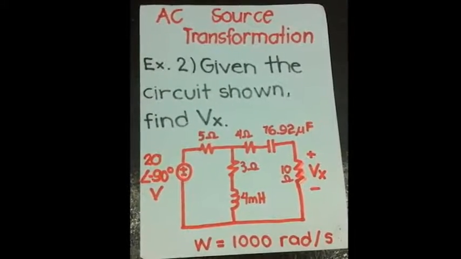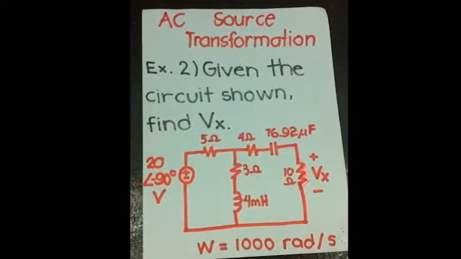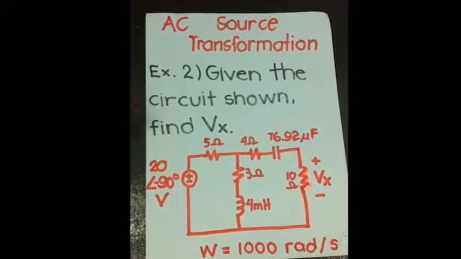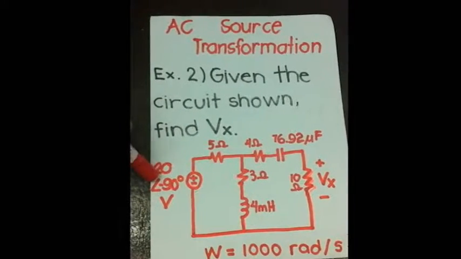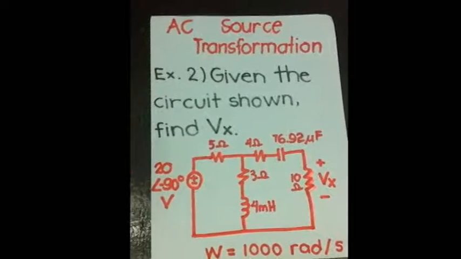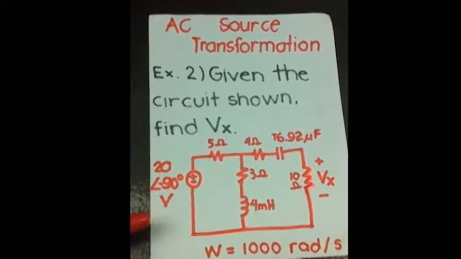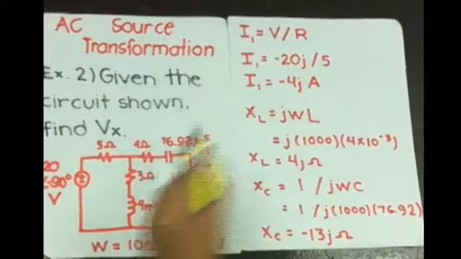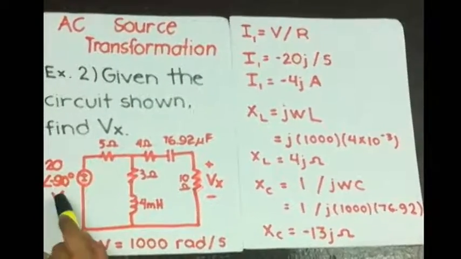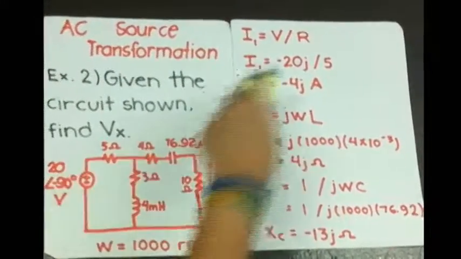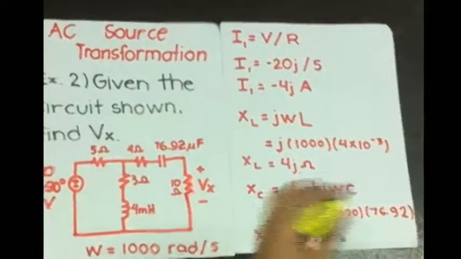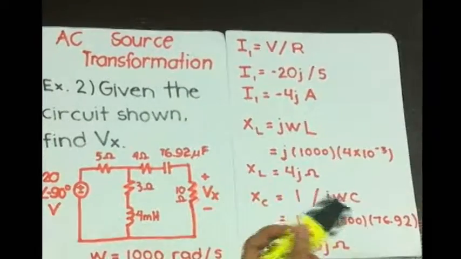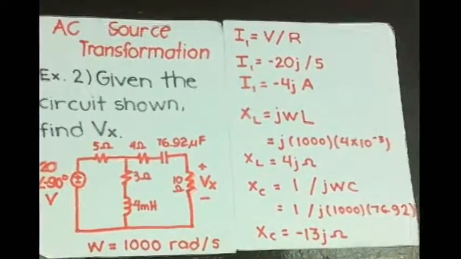Example of AC source transformation. Given the circuit shown, find Vx. Using Ohm's law, we'll transform the voltage source into current source by dividing 5 ohms to 20 angle negative 90 degrees volts, where the omega is equal to 1000 rad per second. I is equal to V over R. 20 angle negative 90 degree volts, we can simply write this as negative 20j. Substituting the values, we have negative 20j over 5 ohms. We have I1 is equal to negative 4j amperes.